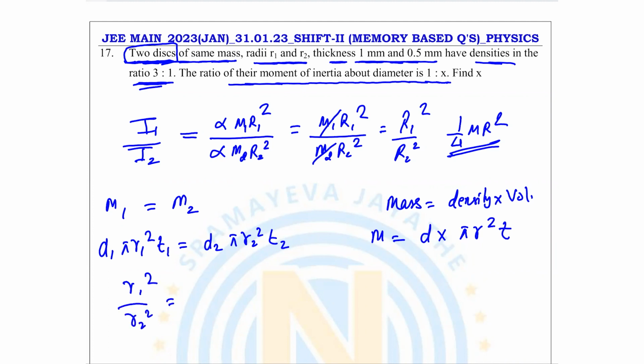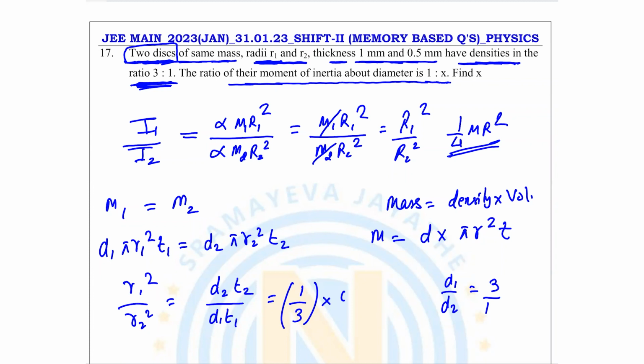Note that the small r and capital R represent the same thing only. So R1 square by R2 square will be D2 T2 by D1 T1. Now we are given the density ratio. D1 over D2 is given to be 3:1. Be careful about this. As I said earlier also, you have to be careful of the order. So first disk has radius R1, second R2. So density ratio 3:1 means first to second. So 3:1 is D1 by D2. So D1 I will put as 3D2. So I'll be left with 3 here.